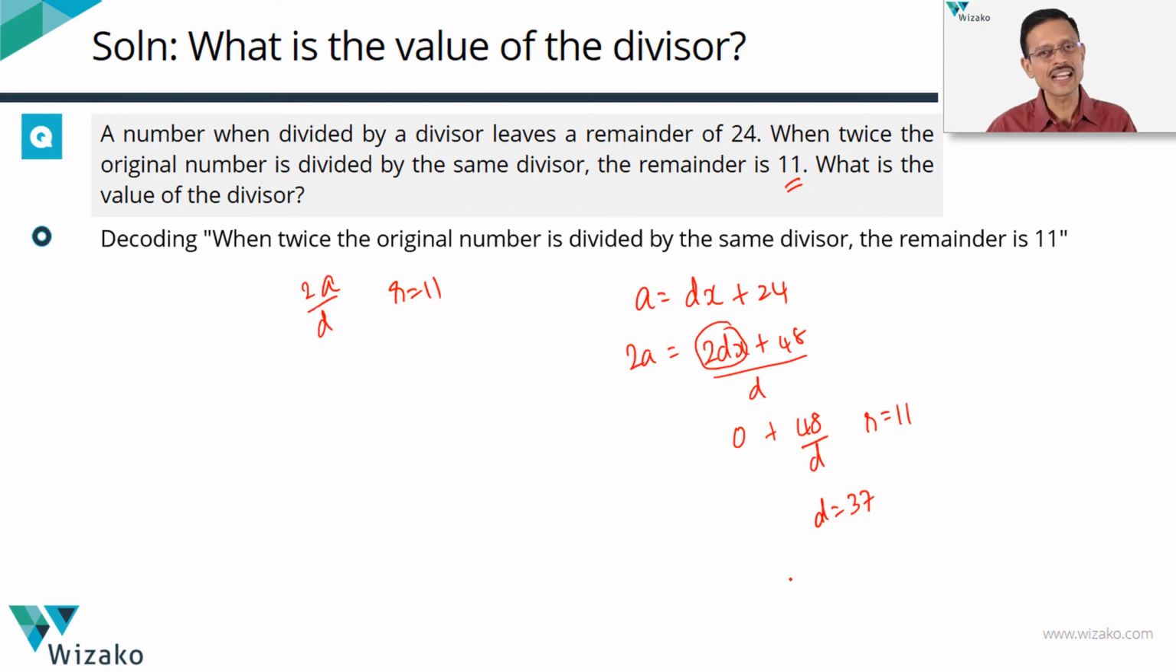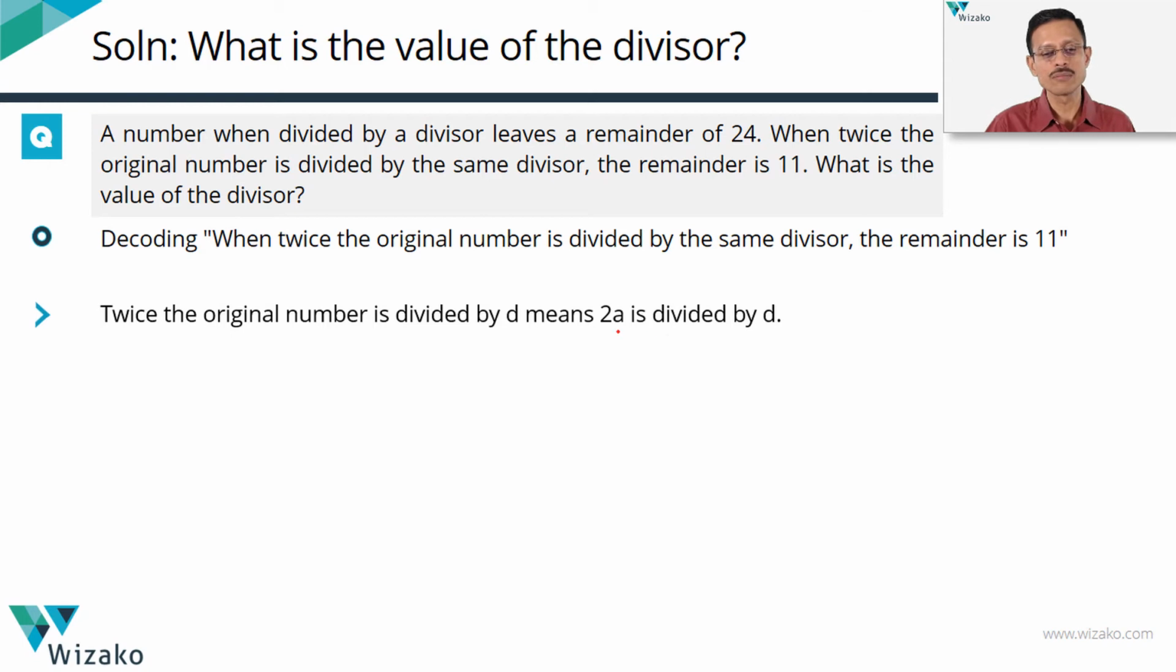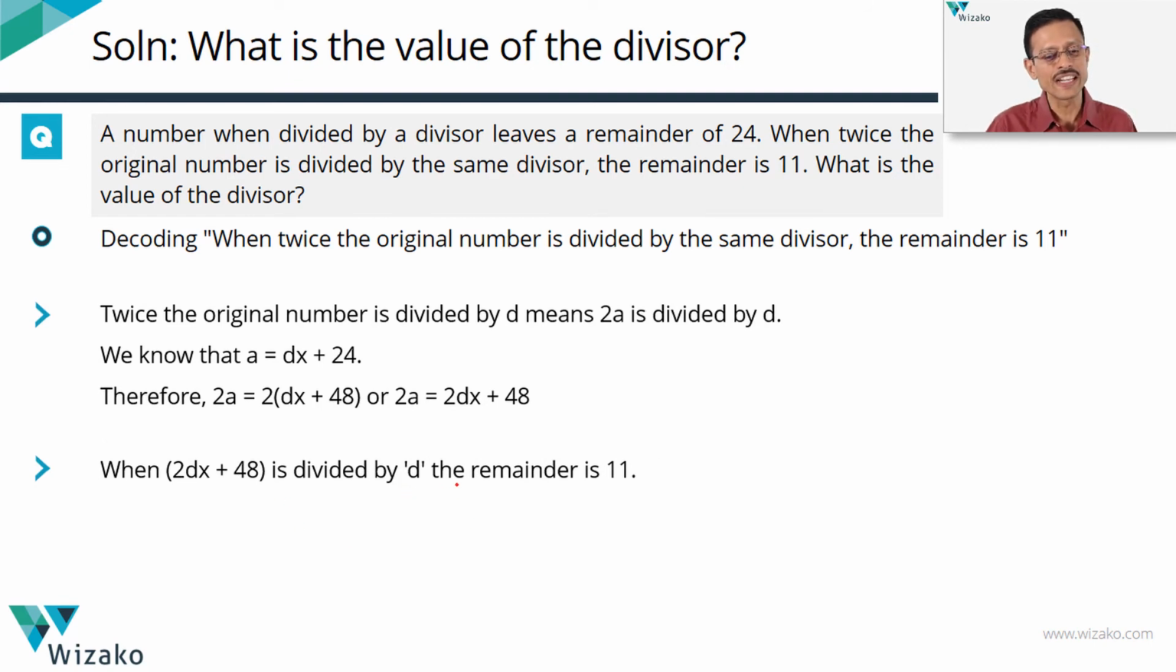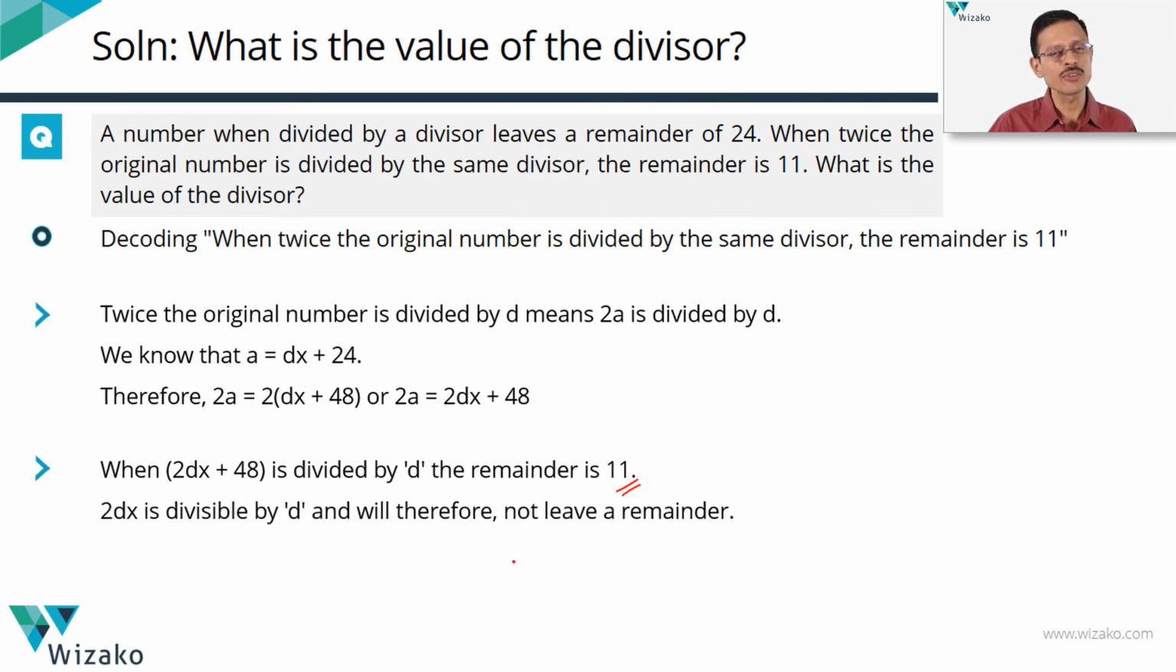We'll quickly capture this in a printed form. Decoding this, twice the original number is 2A. 2A is divided by D. We know A is equal to DX plus 24. Therefore, 2A is going to be twice this value, which is 2DX plus 48. 2DX plus 48 when divided by D, the remainder is 11, is what statement 2 says. 2DX is divisible by D, so therefore, you are going to have no remainder. The remainder is going to be equal to 0.